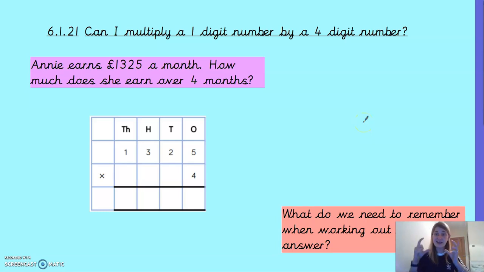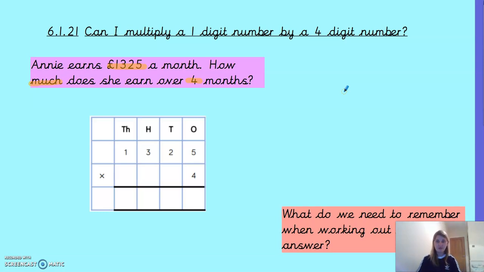Now, this is a slight mixed kind of a word problem, a nice short one. So we've got Annie earns £1,325 a month. How much does she earn over 4 months? If I were to highlight, I've got my number there and my number here. How much does she earn over the 4 months? 4 lots. That's telling me that I need to multiply. Okay, so we've got it laid out here.